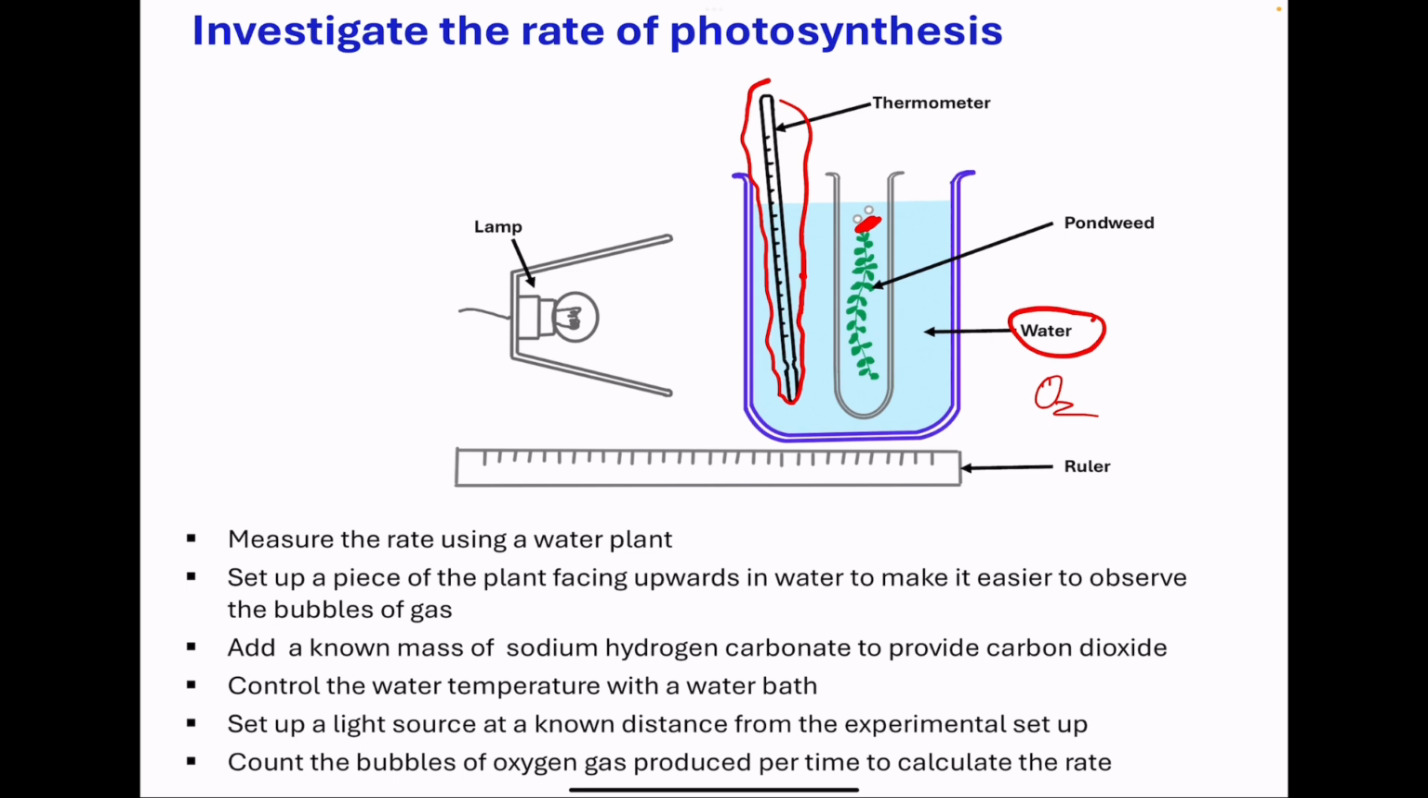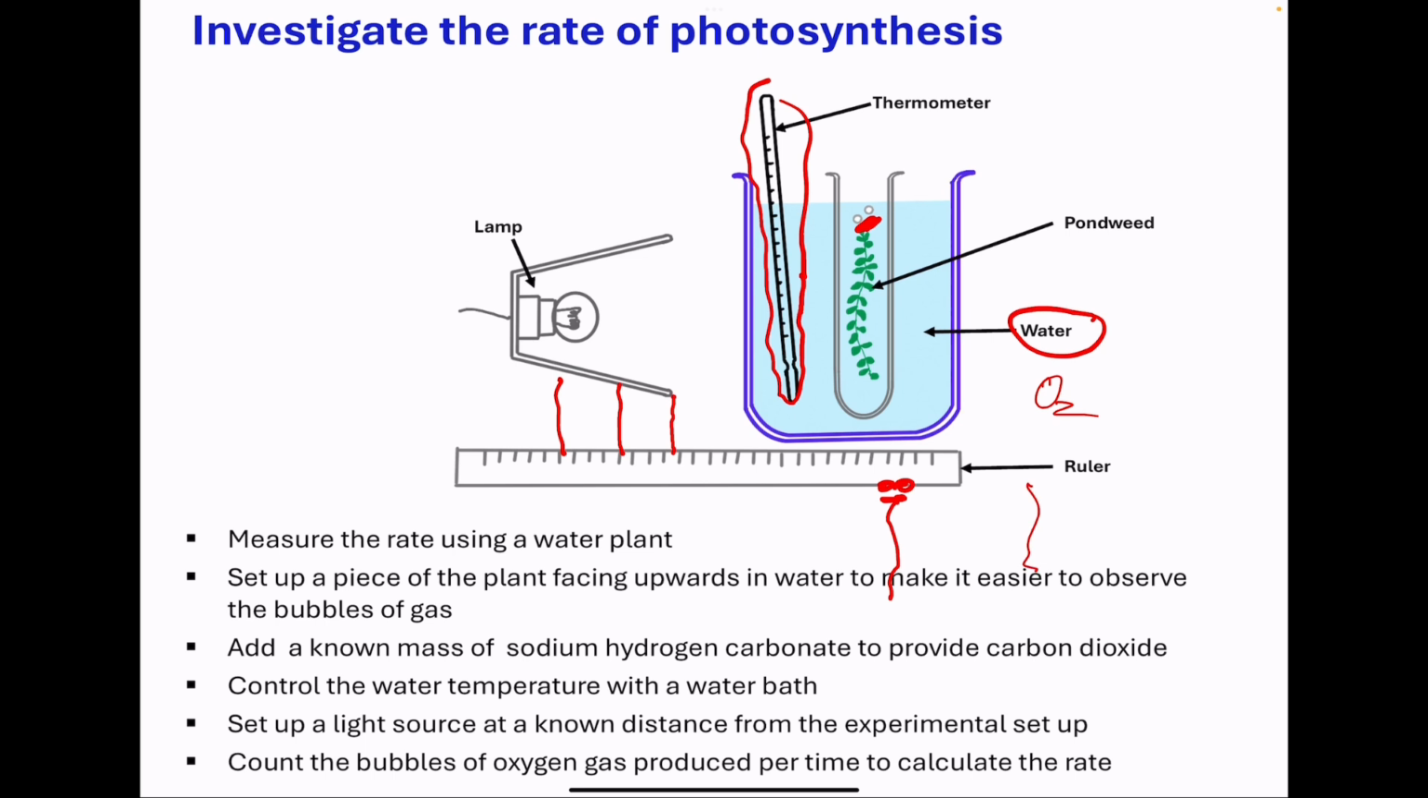This ruler is to show the distance of the lamp from the experimental setup, meaning if we are varying light intensity, we'll position it initially here and then maybe move it away and move it away in order to vary the light intensity appropriately. This experiment we've set it up so that the cut area of the stalk faces upwards so that we can observe the bubbles of gas as they are produced.